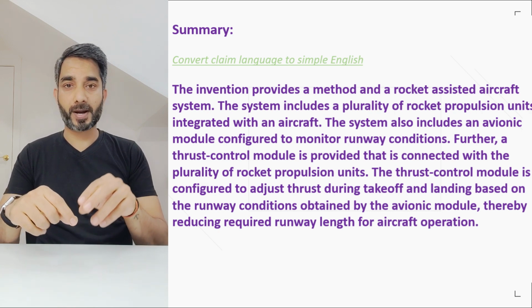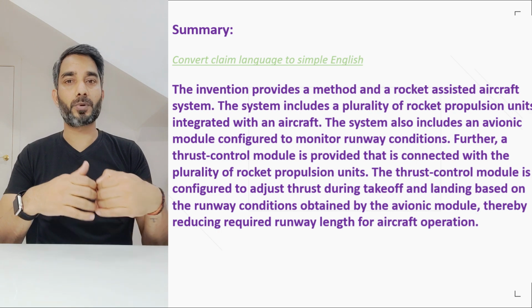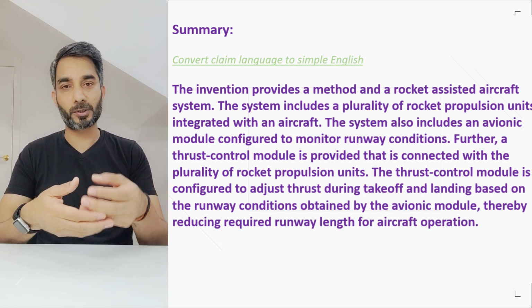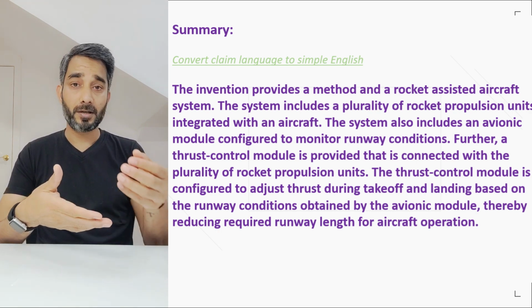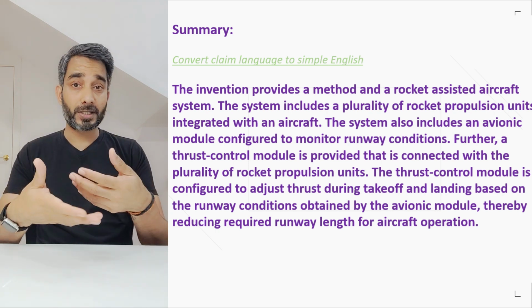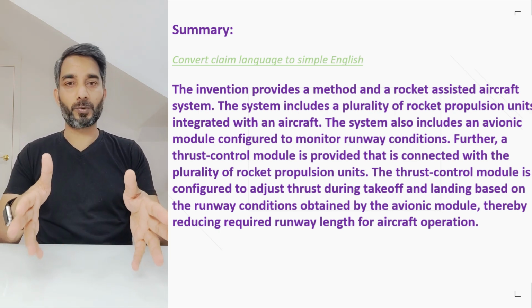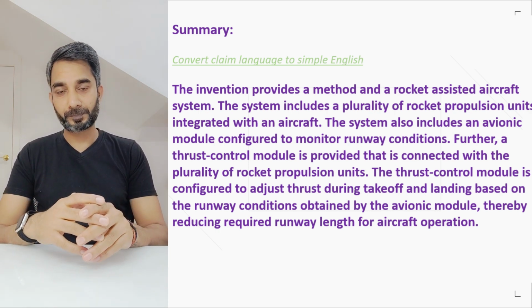The invention provides a method and system for the preamble that you write. From here on, you write what your system includes. The system includes the first component which does this. Further, the system includes the second component which does this. Additionally, the system includes the third component which does this. So this way you will provide the summary of your invention.